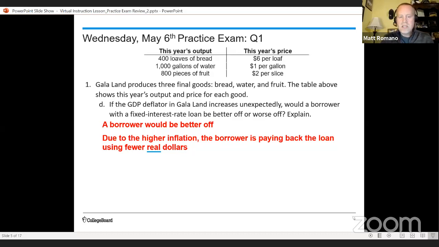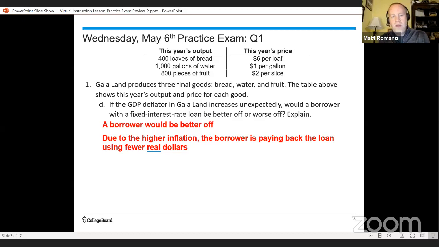For example, a very common missed answer here would be to say that the borrower's paying back less. If you just stop right there, that's not true. Now, if you say less real dollars, of course, that's fine. But if you say less, that's not true. Their nominal payments have not changed any. You've got to be clear in what you say. And a grader's not going to give you credit if you just say they're paying less.